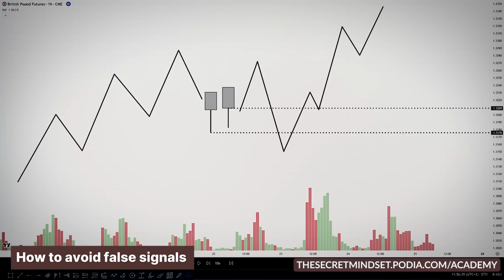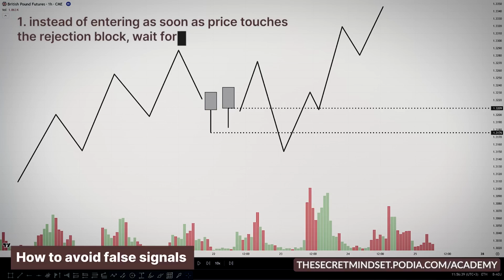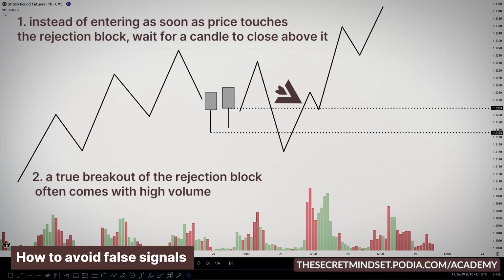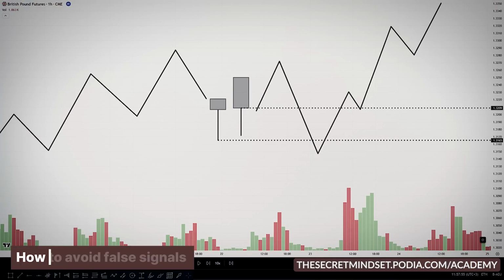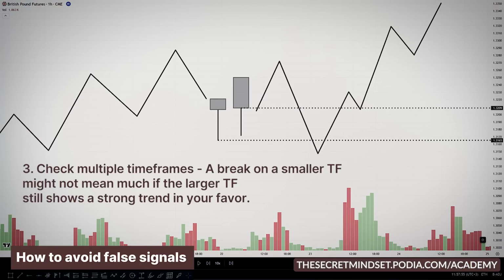To deal with these situations, instead of entering as soon as price touches the rejection block, wait for a candle to close above it. And keep in mind that a true breakout of the rejection block often comes with high volume. If you see price moving below your rejection block, but volume is low, it might be a false move. And maybe you should check multiple timeframes.